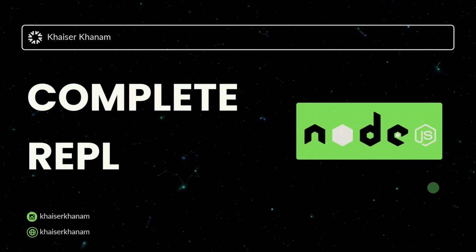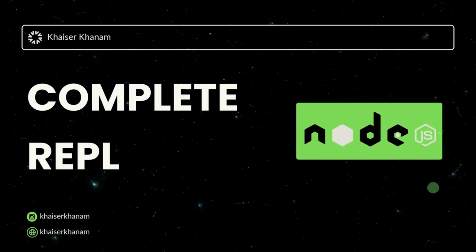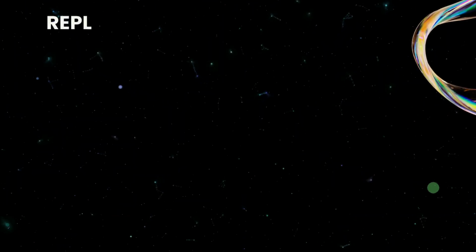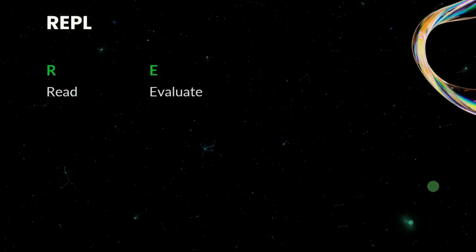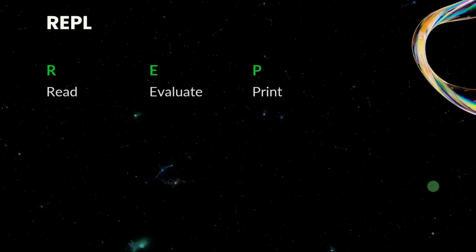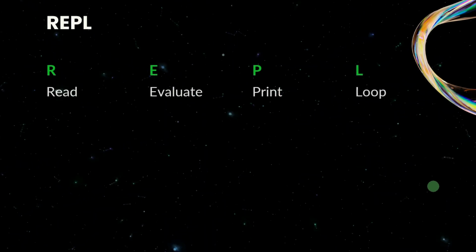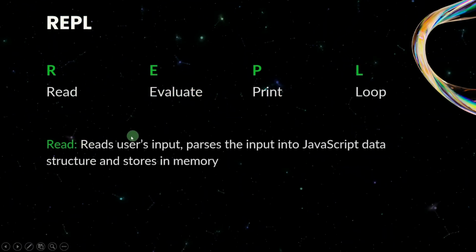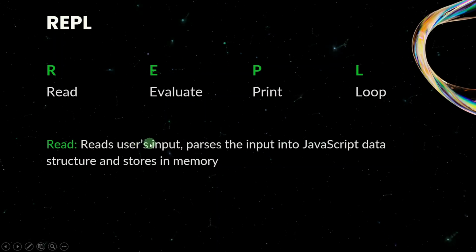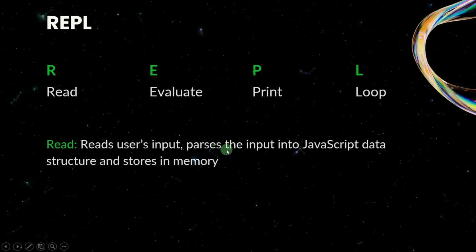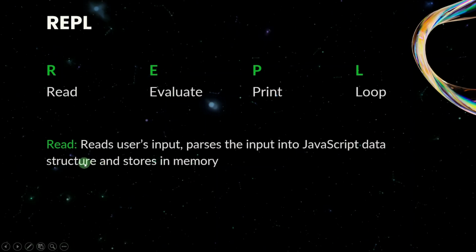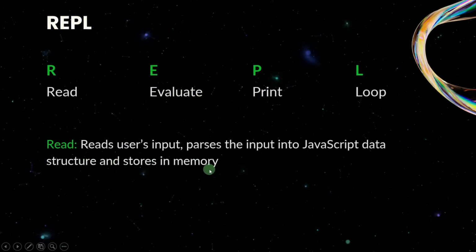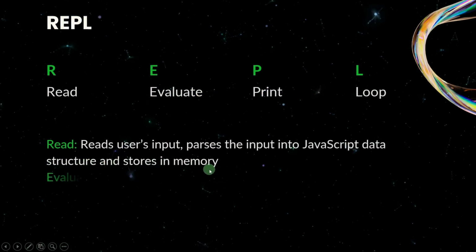Let us see complete REPL in Node.js. So here inside REPL, R stands for read, E stands for evaluate, P stands for print, and L stands for loop. So what this will do, it is just going to read user's input and then it is going to parse the input into JavaScript data structure and then it will be storing inside memory.